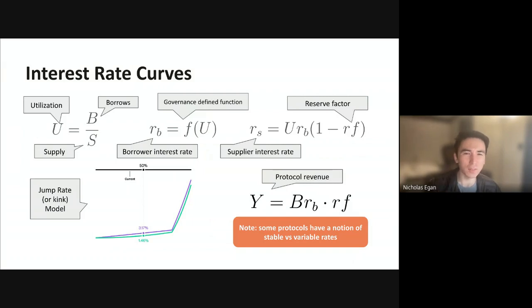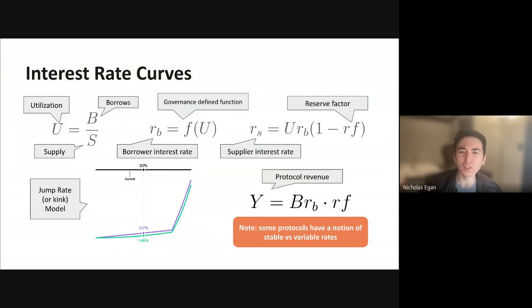And this governance-defined function is most commonly a jump rate or kink-based model, which is piecewise linear with a gentle slope at first that then increases to a much higher slope past a certain utilization point.